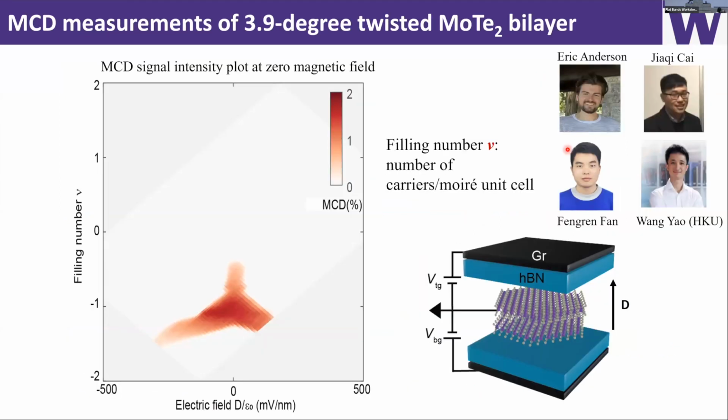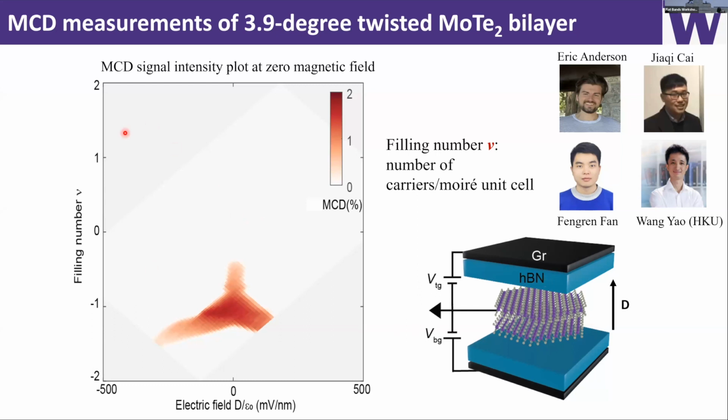Okay, so this is the MCD signal intensity plot at zero magnetic field. The vertical axis is the filling factor, and the horizontal axis is the electric field. The twist angle of this twisted bilayer MoTe2 is 3.9 degrees. And on the right-hand side, here's the structure of our samples. We have bilayers with dual gates. What this dual gate does is give us control over carrier density as well as electric field independently.